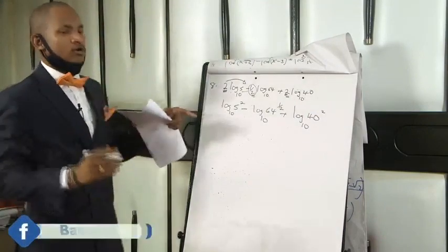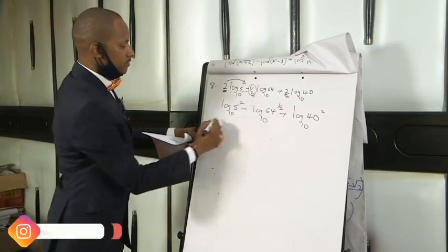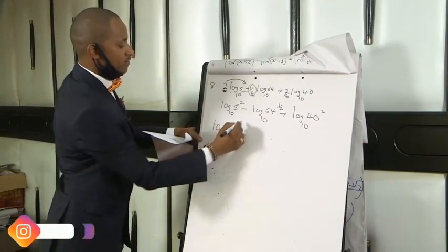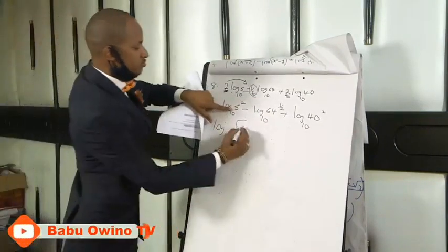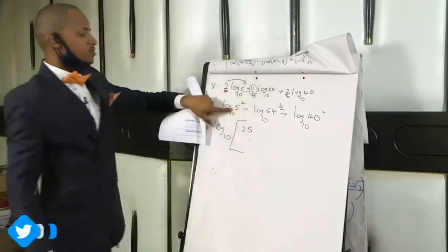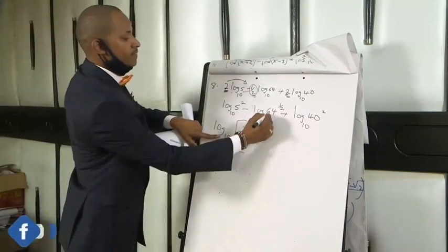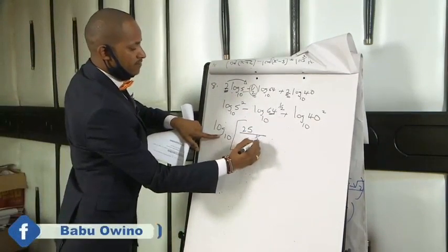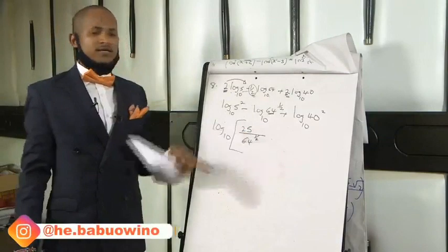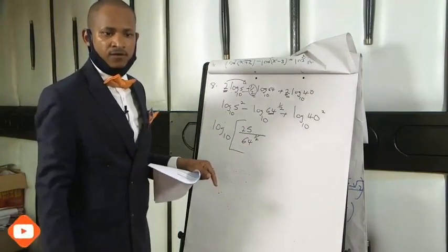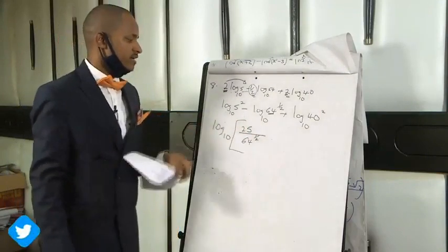Then again I told you, you collect the logs together, collect the logarithms together. So when we collect this, we will have log to base 10 only outside the bracket. Then 5 squared. 5 squared is 25. But I had told you that when you see a minus sign, because you've collected logs to base 10, you divide by 64 raised to power a half. A number raised to power a half is the same as finding the square root of that number. A number raised to power a third is the same as finding a cube root of that number. A number raised to power a quarter is the same as finding the fourth root of that number.